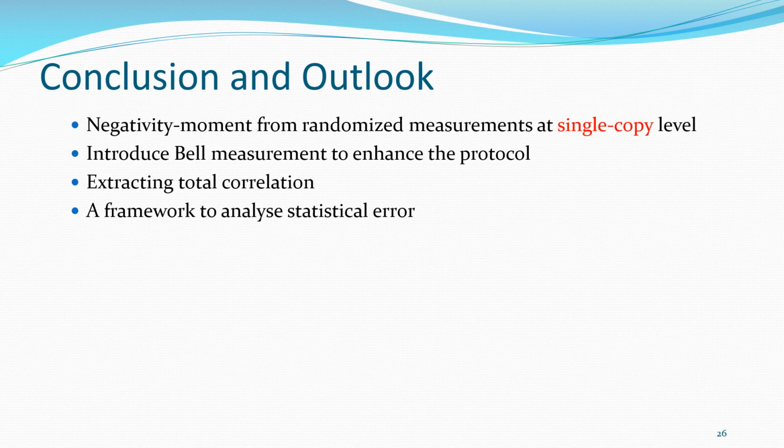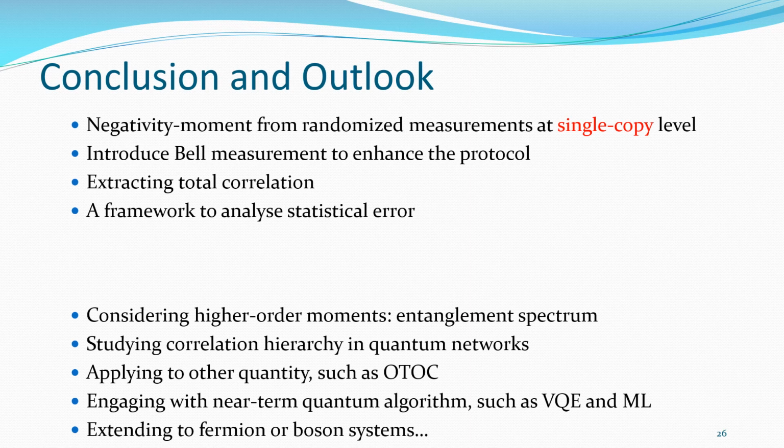In this work, we use randomized measurements to measure the negativity moment at a single-copy level. We introduce Bell state measurement to enhance the protocol. Our protocol can also be used to extract total correlation, and we give a general framework to analyze statistical error. Considering future work, we can study higher order moments like the entanglement spectrum, and study correlation hierarchy in quantum networks using randomized measurements. We can also apply this kind of tools to other quantities like the out-of-time-order correlator, and extending it to fermionic and boson systems in quantum simulators is also interesting.